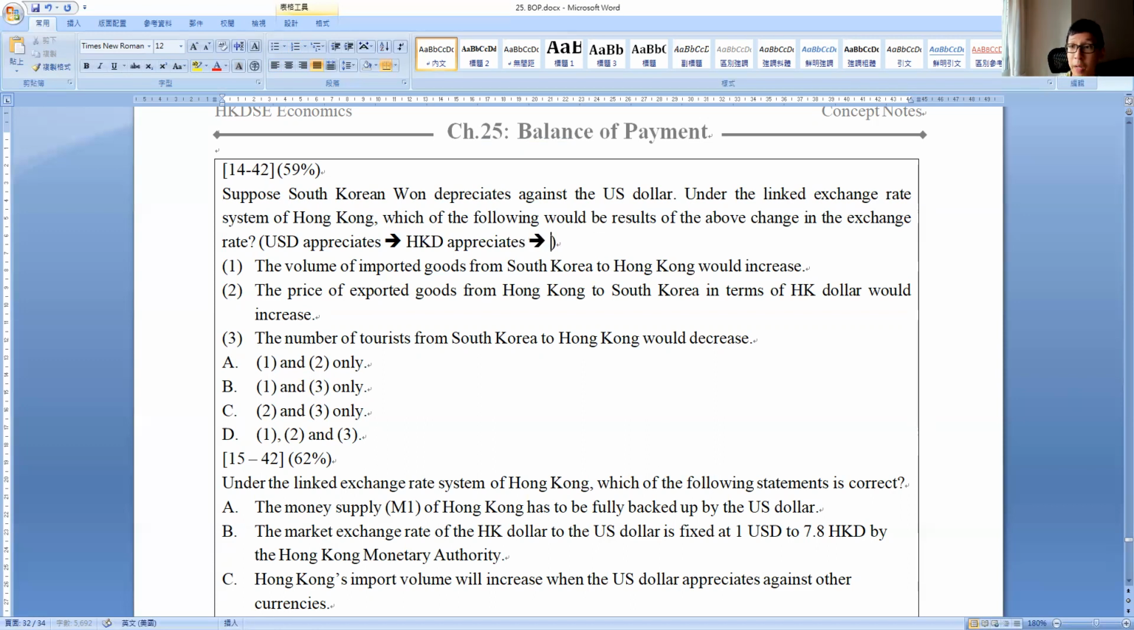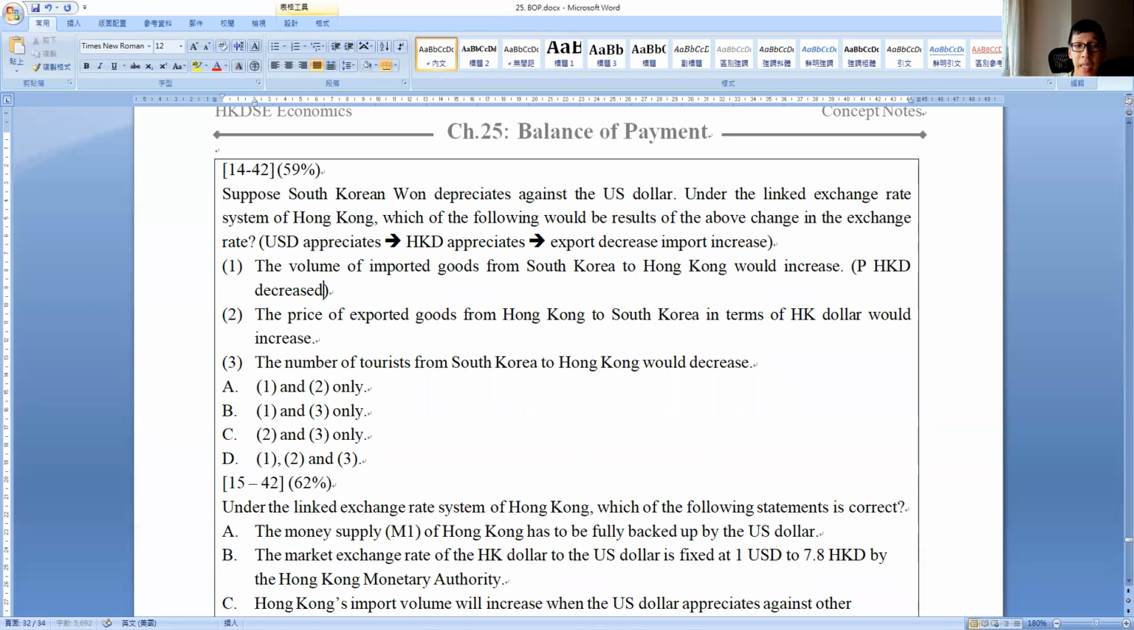好啦，when we appreciate, so our export would decrease, import would increase. 好啦，睇睇啦。Number one, volume of imported goods from South Korea to Hong Kong would increase. Now think about it. The price in terms of Hong Kong dollar, okay, would have decreased. Therefore, yes, we would import more. Volume of import would increase. Yes, number one correct. Now what about number two?